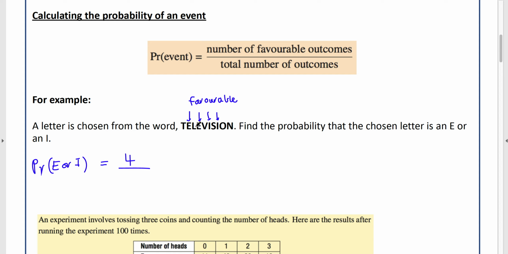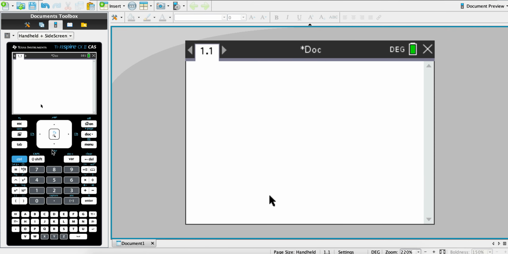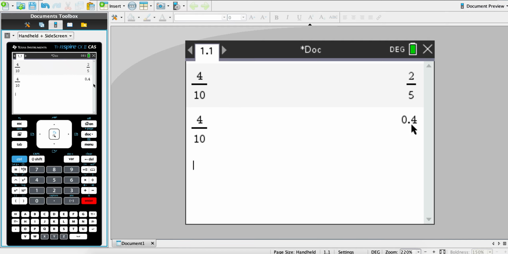So this is where we count up how many letters there are in this word. So 1, 2, 3, 4, 5, 6, 7, 8, 9, 10. Lovely. And that will simplify to 2/5 or 0.4. Now keep in mind that you do have your calculator. So if you wanted to, you could have done 4 over 10 like that and press enter, and that will show me that it's 2/5, or you can press Control Enter and it will show me that it's 0.4.